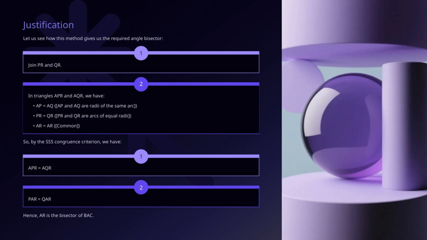To visualize this better, we join PR and QR. This method, by leveraging congruence and the properties of the radii and arcs, ultimately leads us to the conclusion that AR is the angle bisector of BAC, which is the key point we wanted to prove here.